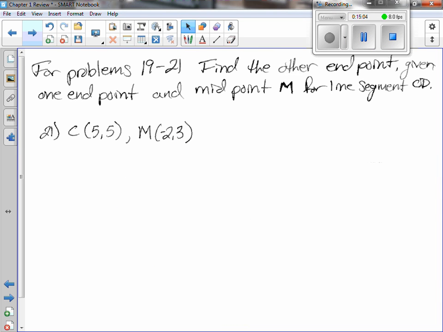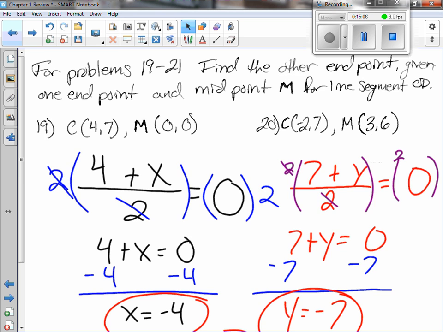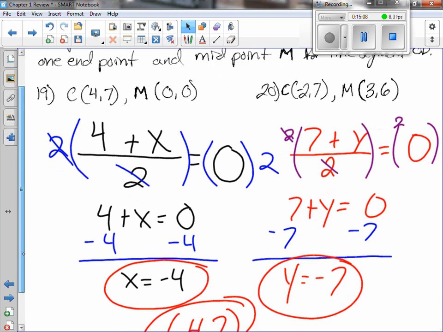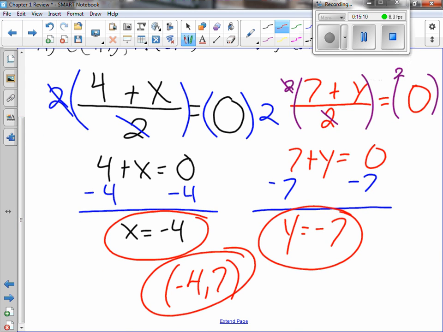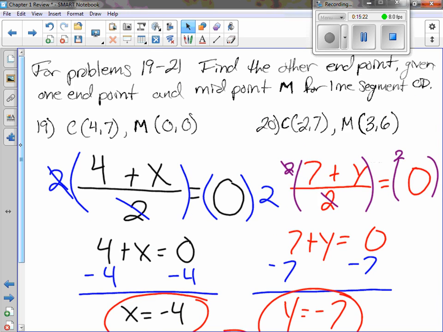Wait a second. Well, why was the 7 not -7? Oh, it should be negative. It is -7. I just didn't write it down. Yeah, no, it's -4, -7. Y'all need to see another example of finding the endpoint. We good with this here? Okay.